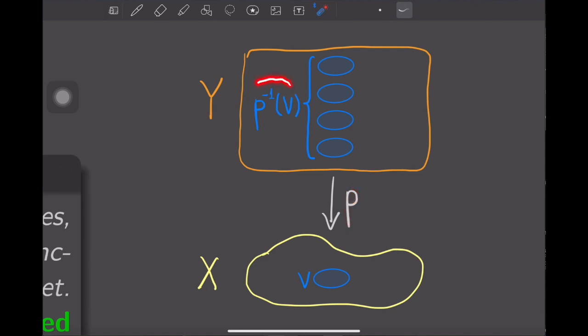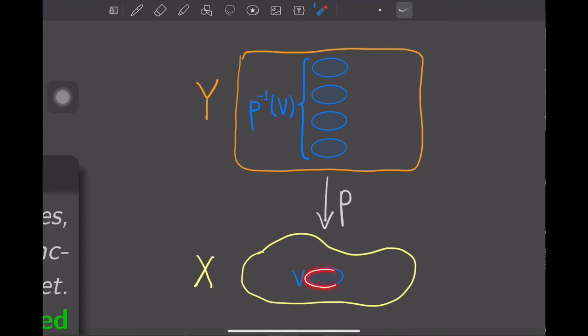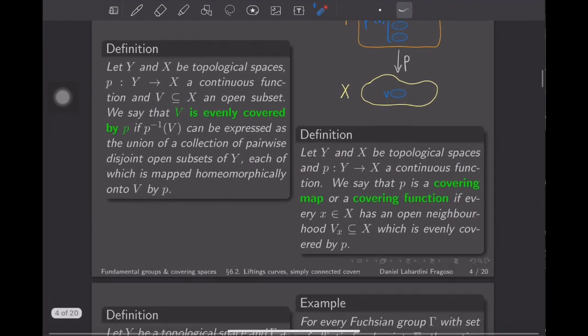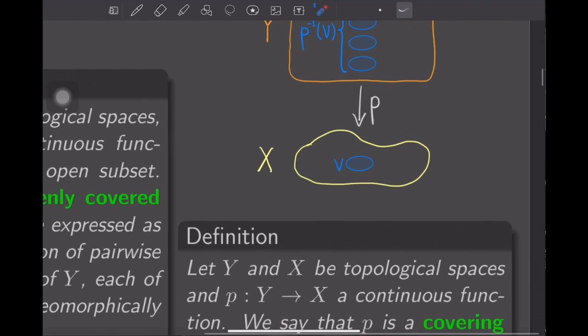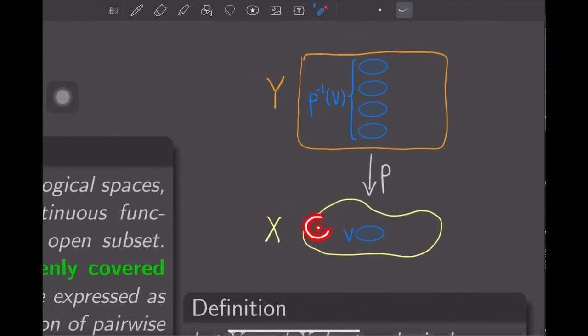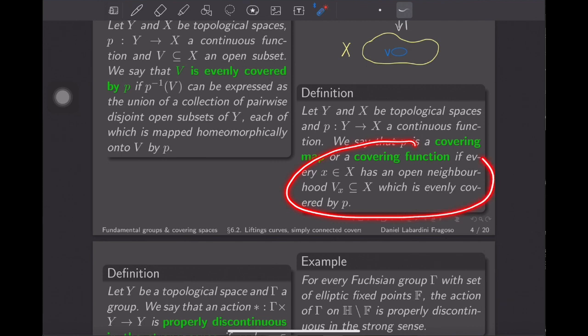Right? So if I can decompose the inverse image as a disjoint union of open sets, and each of these sets really is a copy of my original one, and mapped homeomorphically to the original one by P, that was the definition of what it means for an open set to be evenly covered. And a continuous function is called a covering map if every point in the codomain has some neighborhood evenly covered by the function. This is what is written here.